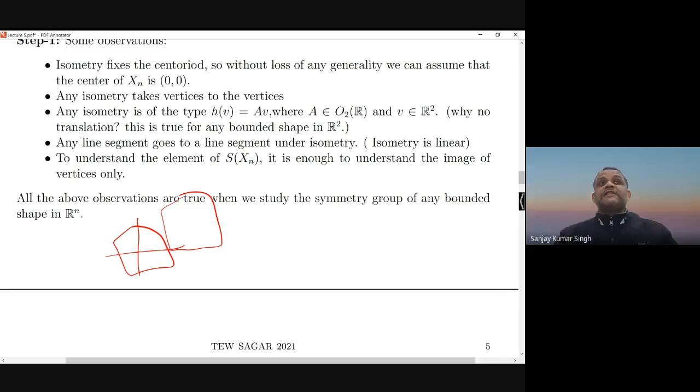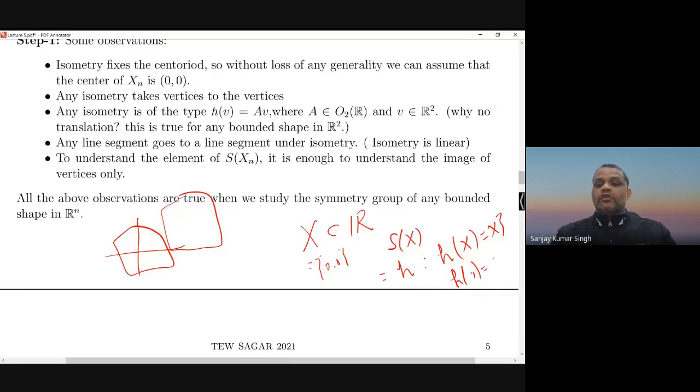No, the shape is the same, because the overall shape will always be the same, since translation is also an isometry. But I am saying that the position is changed. So what is the isometry of a subset X in R2? What if X is just (0,0)? What is the definition of S(X)? It says all h such that h(X) = X. It means h(0) = 0.